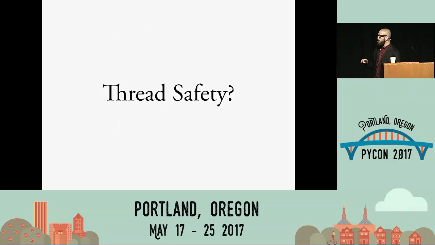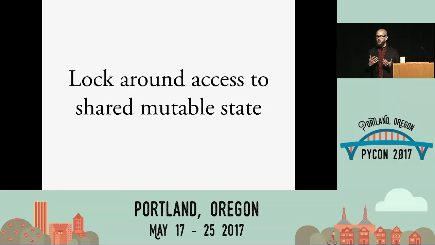If you have a global interpreter lock, do you need to worry about thread safety in Python? In a language like Java or C that's completely free-threaded, there's a basic principle that if multiple threads could read or write the same data at the same time, then that's bad. That can cause race conditions. And so you should prevent that with locks, right? The basic principle is that you should lock around access to shared mutable state.